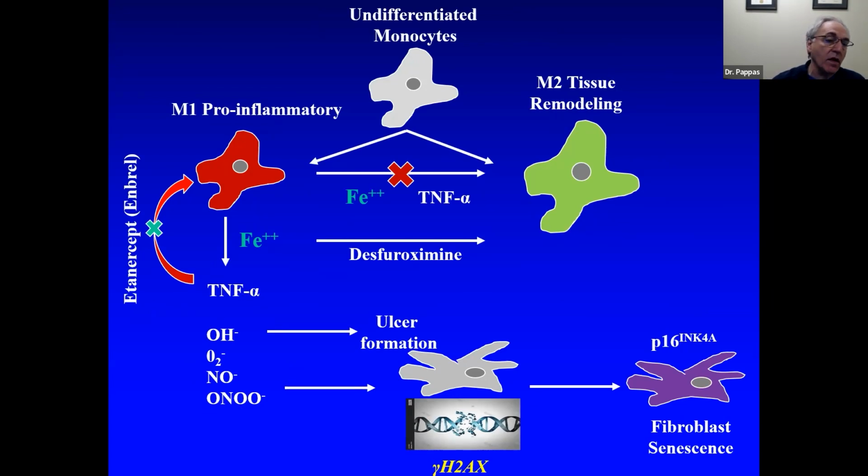Now, some of you may have heard of Enbrel. That's the medication that's used to treat psoriatic arthritis. Well, Enbrel is a TNF alpha blocker. It's called etanercept. When they added Enbrel to these macrophages, it blocked TNF alpha production, and it allowed the M1 macrophages to assume an M2 phenotype. And it also blocked the iron effect. When you added deferoxamine, which is an iron chelator, it absorbs iron from the interstitium. So these two together promoted an M2 phenotype and increased wound healing.